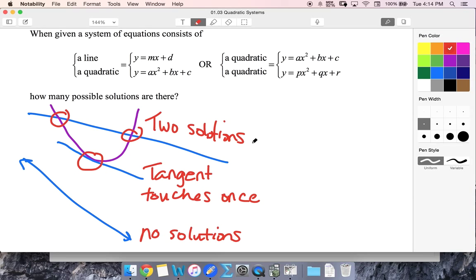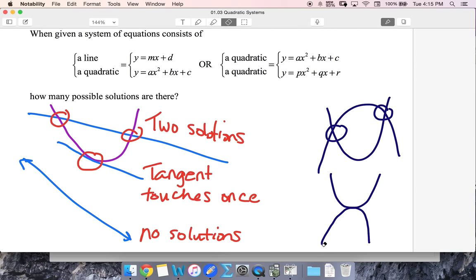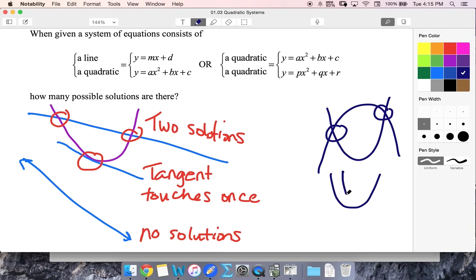All right, let's look at the second case. If I have two quadratics, well, two quadratics, we're going to have a few different scenarios. I could have one quadratic face up, one quadratic face down. Again, two solutions. I could have one face up, one face down. It doesn't have to face down though. To have just one solution, I could have also had something like this, a narrower one inside.